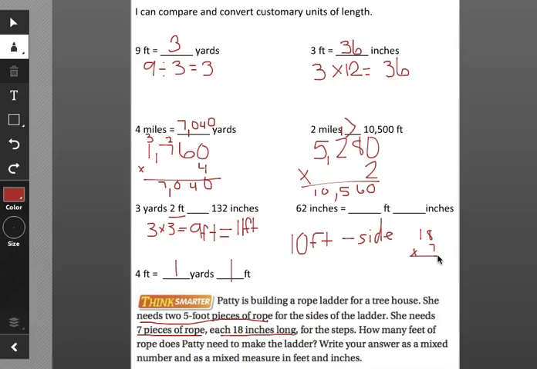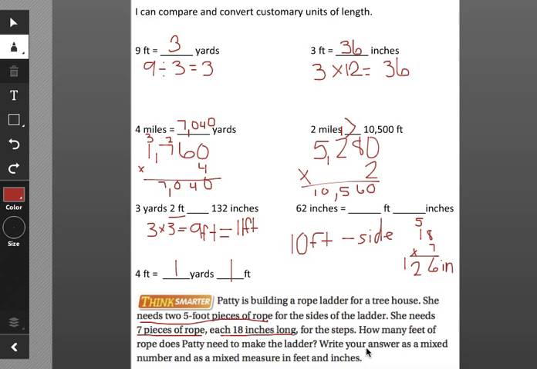So that means I need to multiply 7 times 18. And I know that 7 times 8 is 56. 7 times 1 is 7. And then 7 plus 5 is 12. So that's 126 inches.